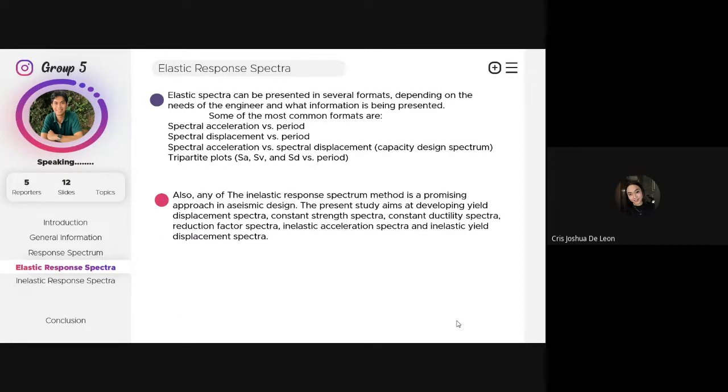Another is elastic spectra can be presented in several formats depending on the needs of the engineer and what information is being presented. Some of the most common formats are spectral acceleration versus period, spectral displacement versus period, spectral acceleration versus spectral displacement based on capacity design spectrum, tripartite plots such as SA, SV, and SD versus period. Also, any of the inelastic response spectrum method is a promising approach in seismic design. The present study aims at developing yield displacement spectra, constant strength spectra, constant ductility spectra, reduction factor spectra, inelastic acceleration spectra, and inelastic yield displacement spectra.